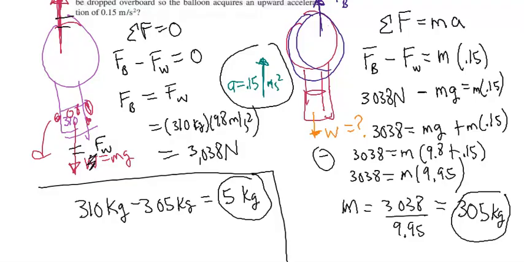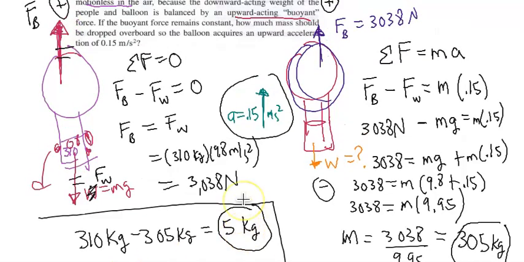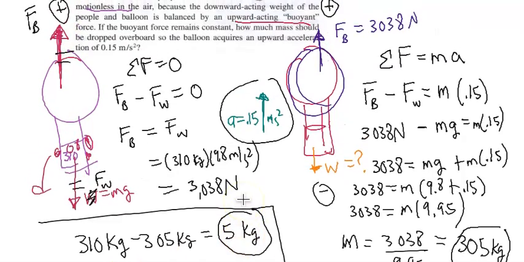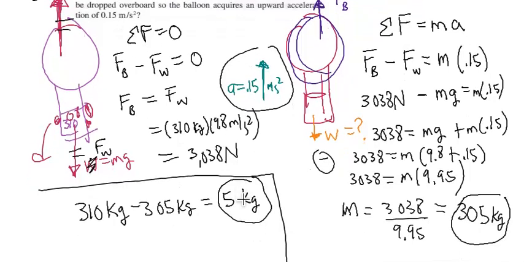Okay, so this one was tricky because you had to understand that there was this thing called the buoyant force and that it isn't going to change when you throw things overboard. But hopefully the basic principle of up minus down equals ma is making sense.